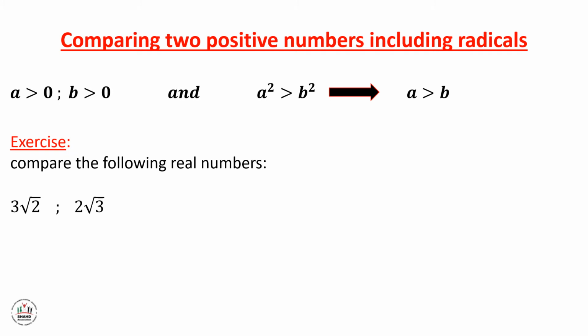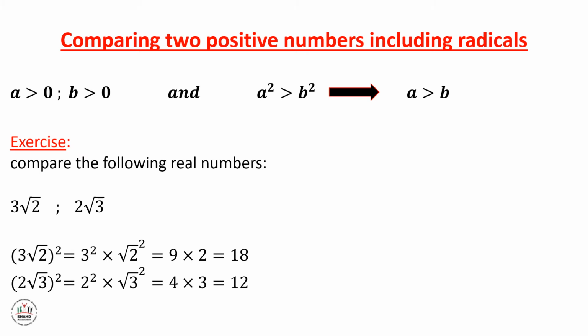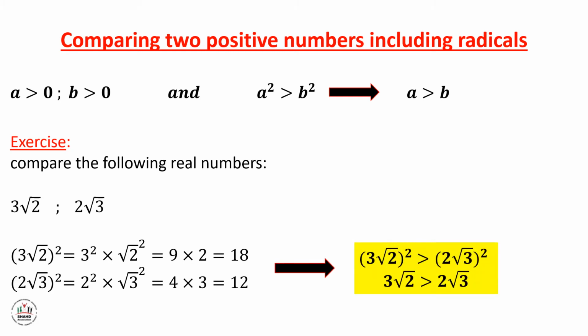We should first write the square of each number. So (3 radical 2) square is equal to 3 square times radical 2 square, which is equal to 9 times 2, and that's equal to 18. (2 radical 3) square is equal to 2 square times radical 3 square. 2 square equals 4, radical 3 square equals 3, 4 times 3 equals 12. So a square greater than b square, or (3 radical 2) square greater than (2 radical 3) square. This means that 3 radical 2 is greater than 2 radical 3.